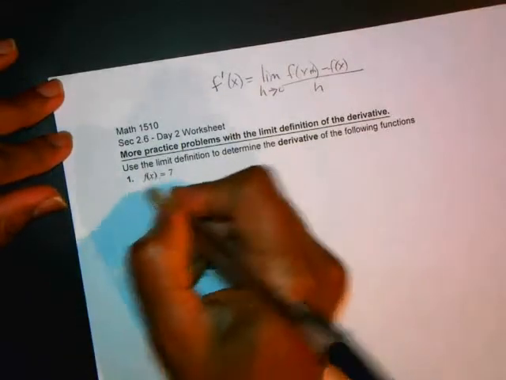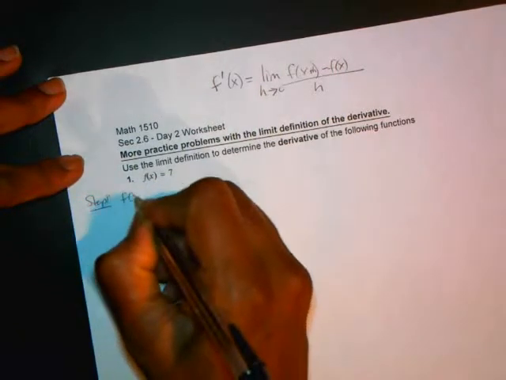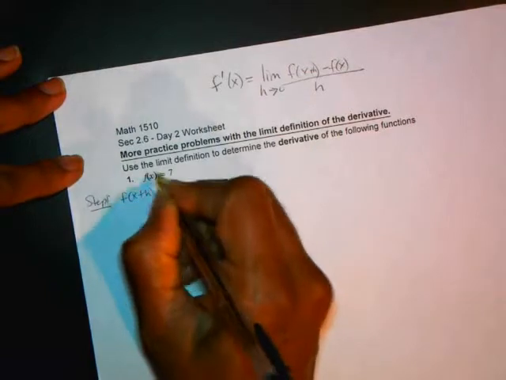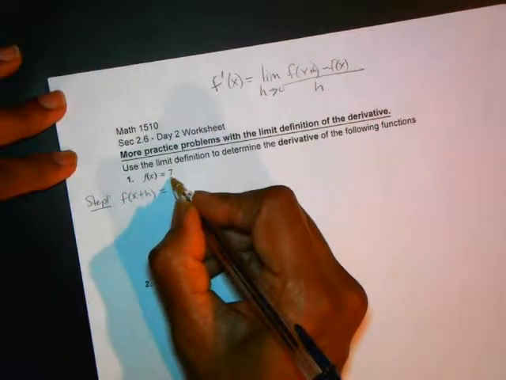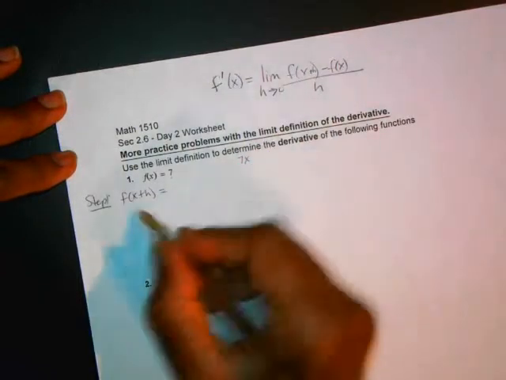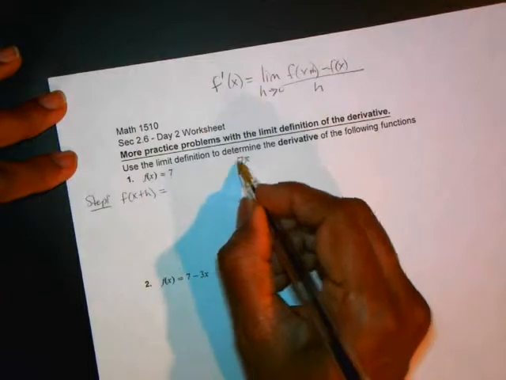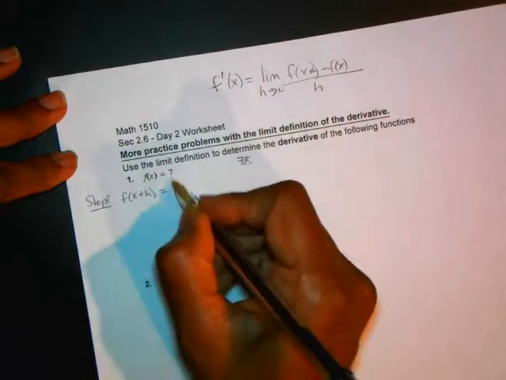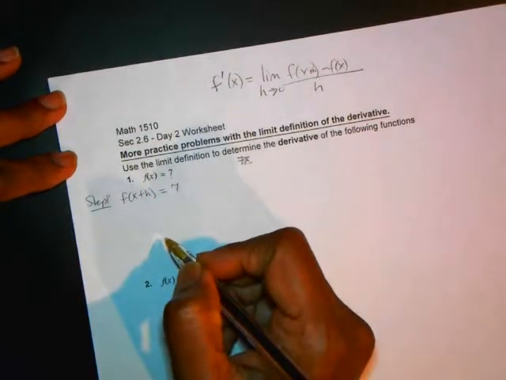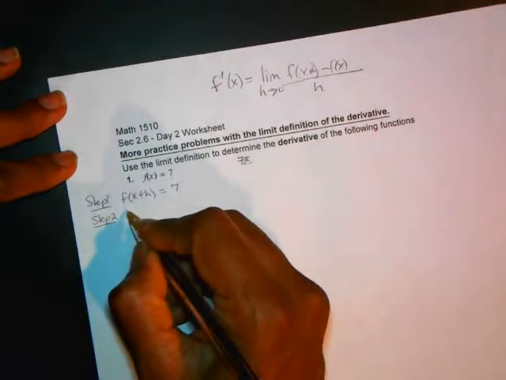So if we were to follow that, in step 1, we would compute f of x plus h. Now in this case, f of x is a constant function, 7. If this had been 7x, then for f of x plus h, we would have plugged in x plus h for x, but there isn't one. This function is 7 no matter what you plug in for x. So it's just 7. In step 2, we do this numerator difference part of it.